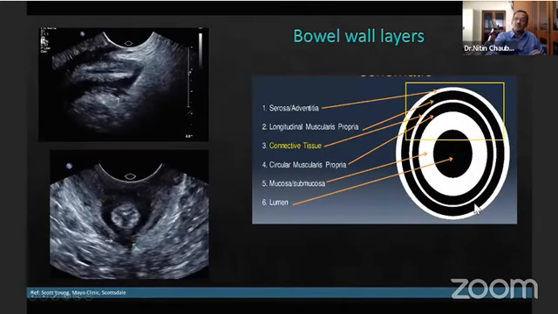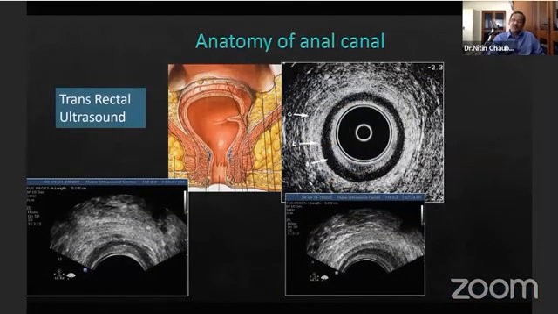Now, once you suspect that the rectal wall is involved, it is very important to find out up to which layer of the rectum it is involved. We know that typically in endometriosis, something is significant if it involves the muscularis layer as well. For that, we have another probe, and that is a transrectal probe.